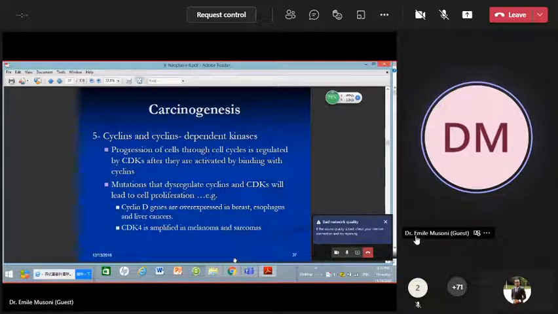There are also cyclins and cyclin-dependent kinases. Those are found in breast, esophagus, and liver cancer, and also melanoma and some sarcomas.